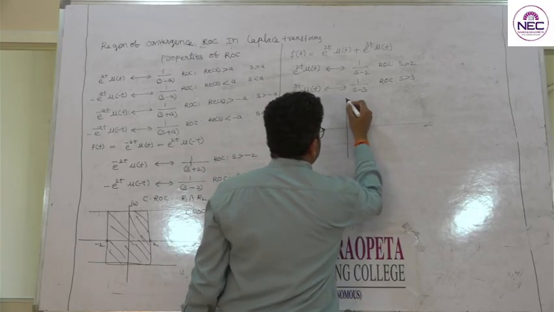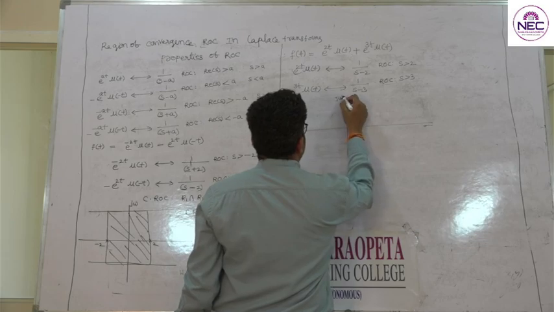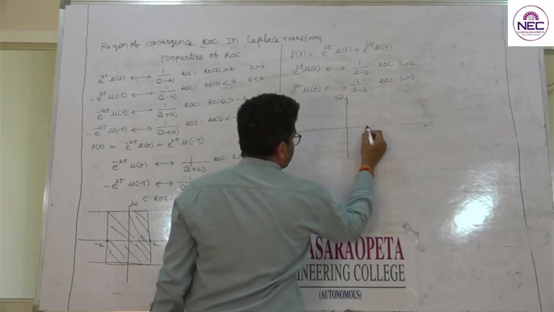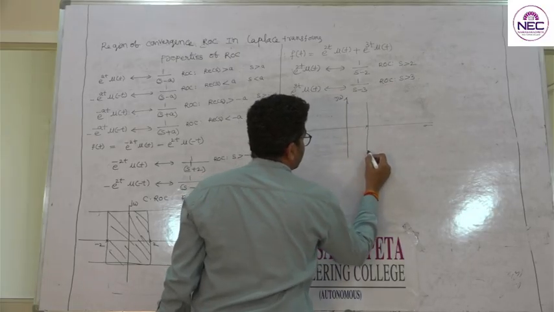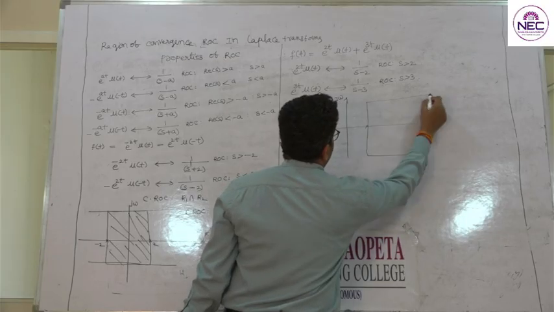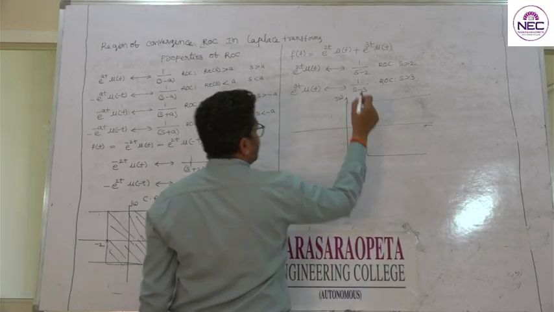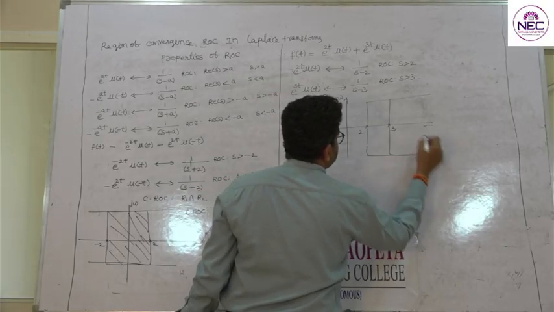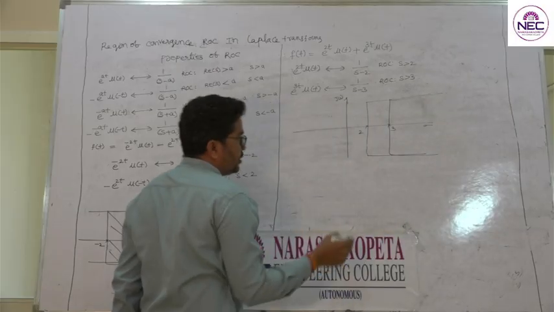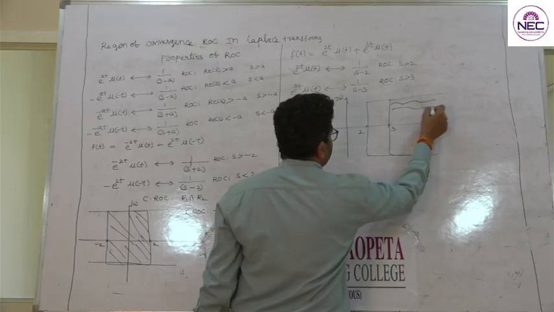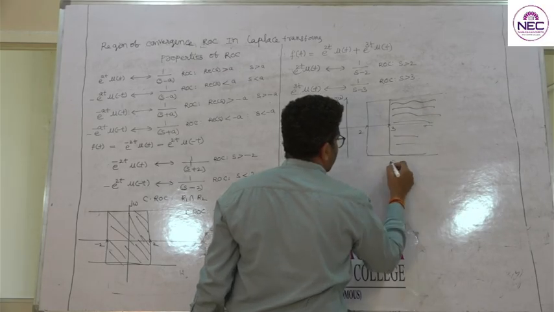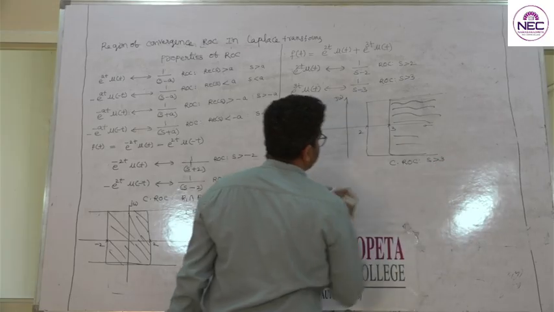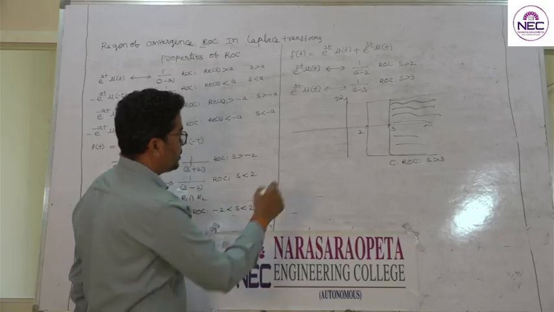Okay, here sigma, j omega. One ROC is s greater than 2, and another ROC is s greater than 3. Here the common ROC is s greater than 3.